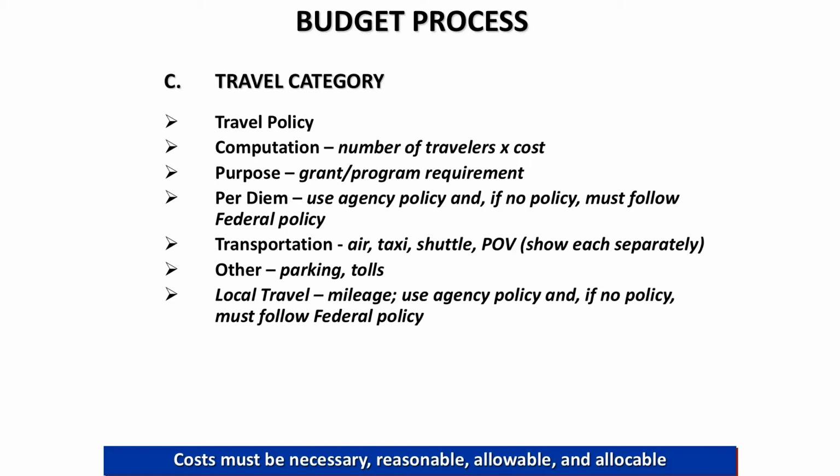So when we're doing travel based on the grant program, whether it's a required meeting or other types of travel associated with that grant program, you should be able to provide the computation for the number of travelers and how long they will be traveling. And I want to say one of the most important features is the purpose of that particular travel. How is it related to the grant program, or how will the purpose of this particular travel further the objectives of the grant program?